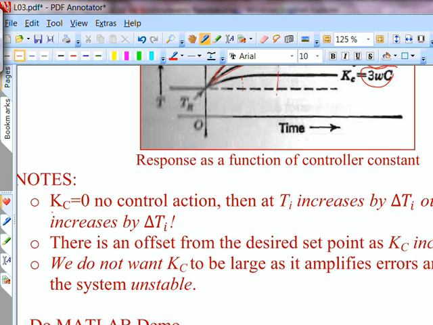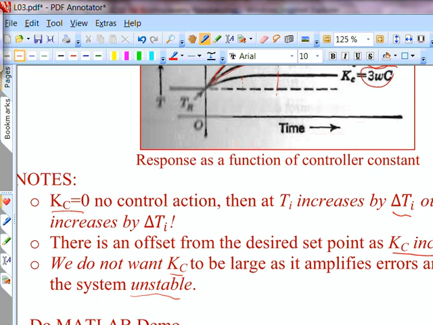So when Kc is 0, no control action, then Ti increases by delta Ti. The inlet temperature increases by 10, the outlet temperature will increase by 10. There is an offset from the desired set point if Kc increases away from 0. So that is a problem with the proportional controller, which we can solve with the other controllers. And we do not want Kc to be very large, because then it amplifies the errors, and it can create something called an unstable system. So we will see what the unstable system is later on.